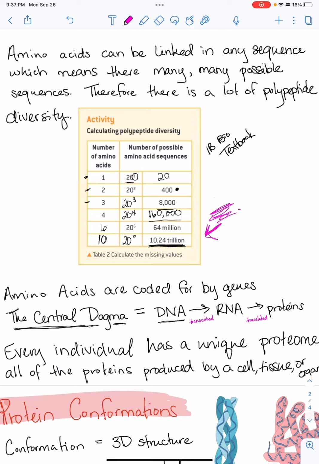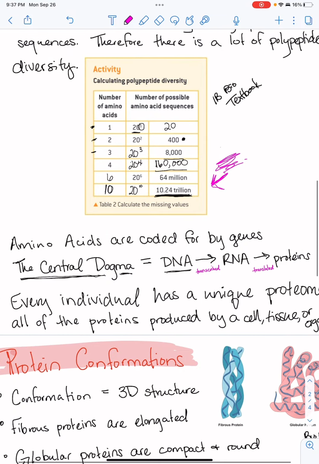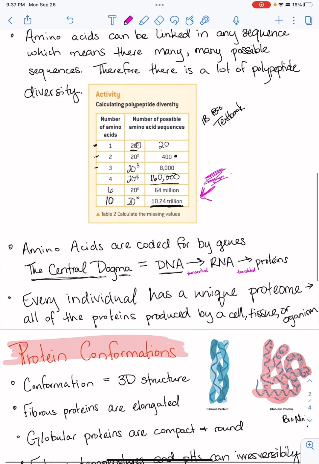So going back to this, every individual has a unique proteome. I know I'm saying that wrong, but whatever, it's late.